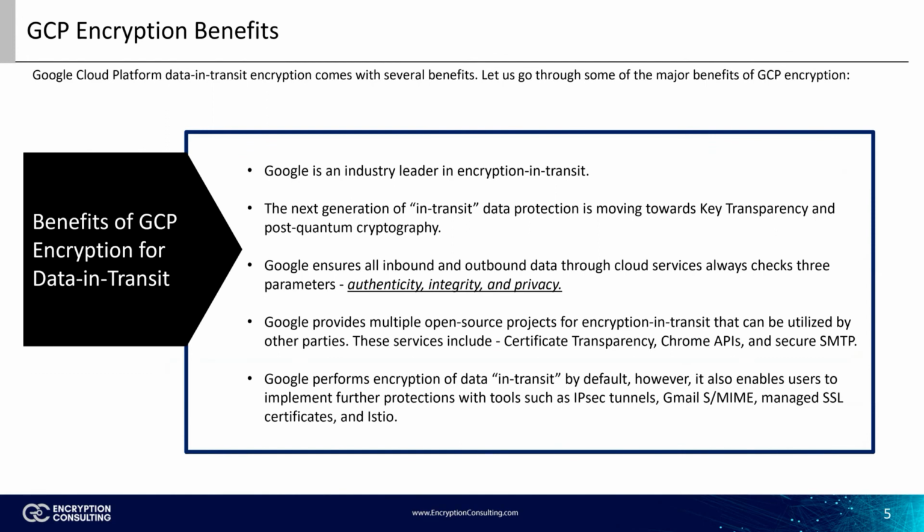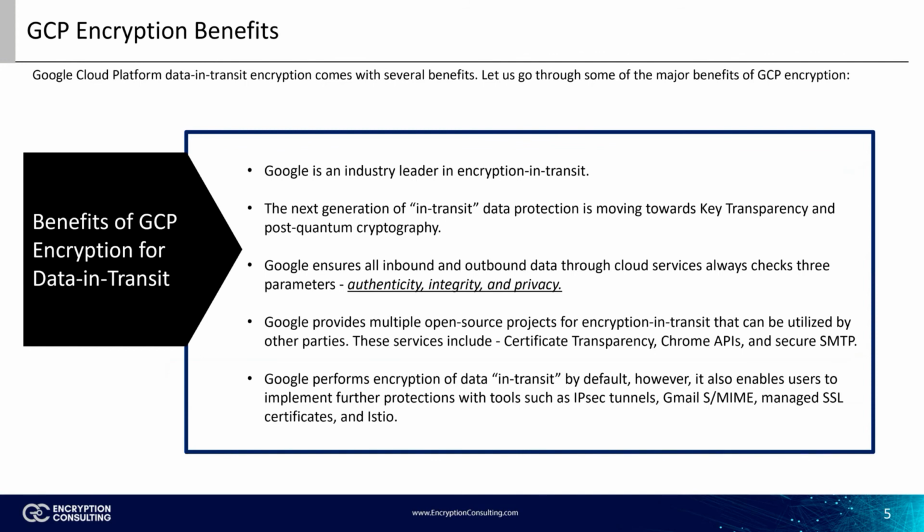Google is an industry leader in encryption in transit, and it is constantly enhancing its capabilities and innovating in this domain. The next generation of in-transit data protection is moving towards key transparency and post-quantum cryptography. Google always ensures all data that routes through it checks three parameters: authenticity, integrity, and privacy. Google performs encryption of data in transit by default.